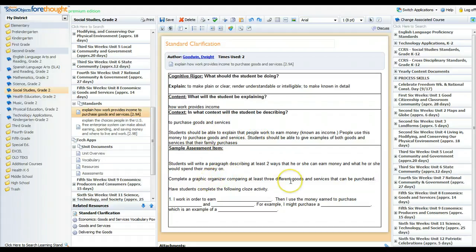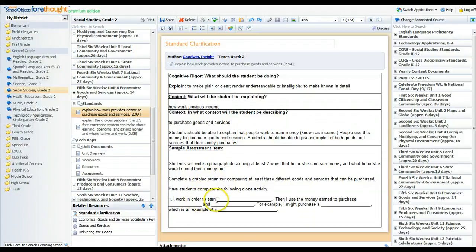My sample assessment that I gave you was one that students could write a paragraph describing at least 2 ways that he or she can earn money and what he or she would spend their money on. They could complete a graphic organizer comparing at least 3 different goods and services that can be purchased. And then I had the students complete the following cloze activity because you want to build up their ability to use this verbiage. It's very important that they use this language.